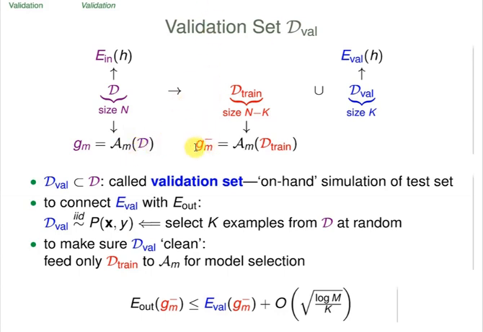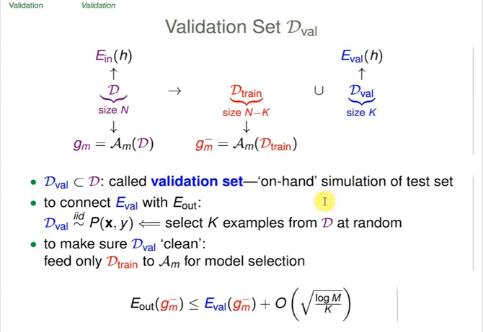Note here, g_m minus represents the hypothesis that has been selected from D-train, the part of the dataset called D-train. And the validation set here is a subset of the entire dataset, which we can call an on-hand simulation of a test set that we can use to evaluate our model's performance.